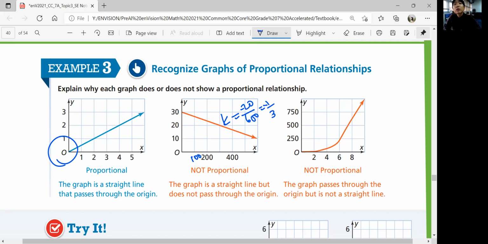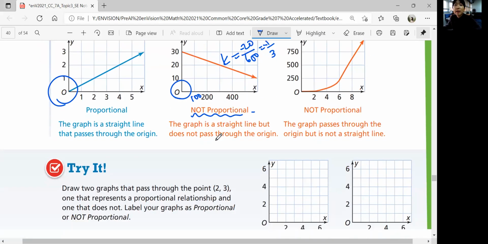But is this proportional or not? Yes, it has a constant k, but if you do not start at the origin, it is not proportional. It's a straight line, but it doesn't pass through the origin, so this is not proportional. Yes, it has the ratio, but it's not proportional. And this graph obviously does not have a straight line, so this is not proportional either.